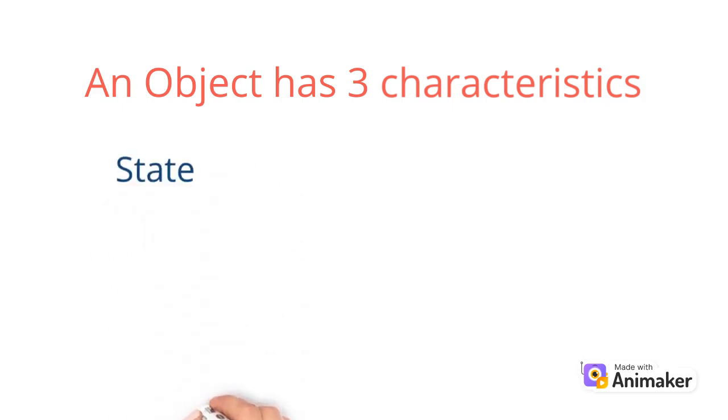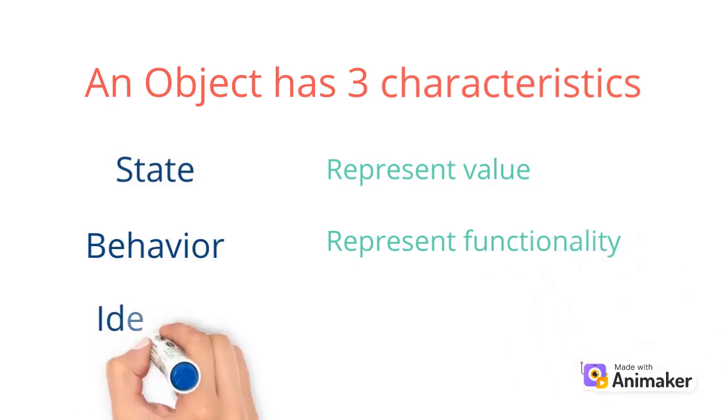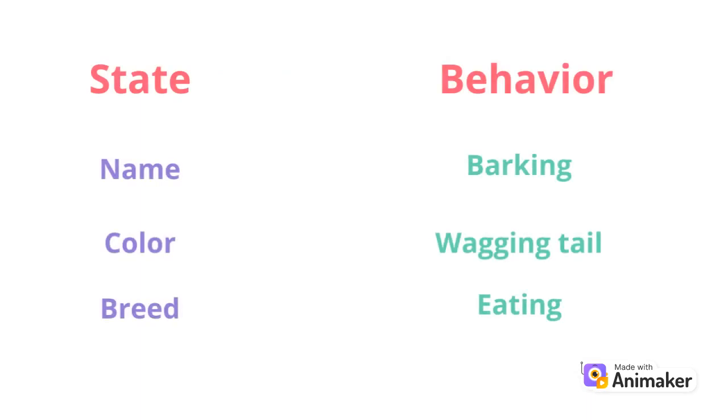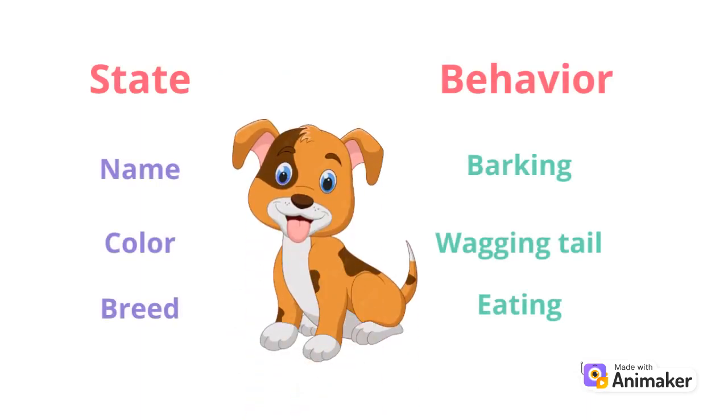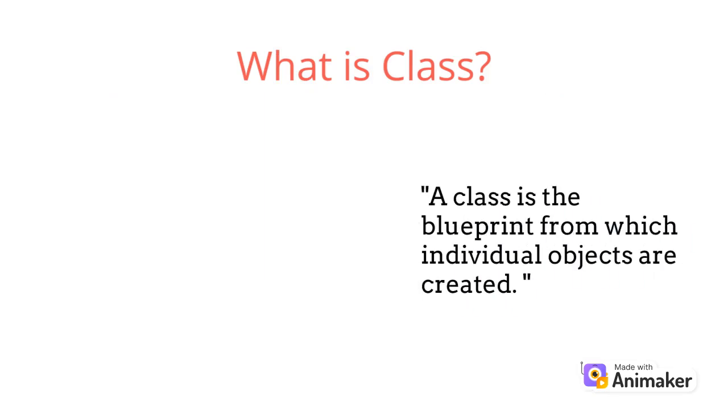State represents the value of the object while behavior represents functionality. While identity is a characteristic used to uniquely identify that object. For example, a dog's state includes its name, color, breed, etc., while its behavior is barking, wagging tail, or eating. A class is the blueprint from which individual objects are created.